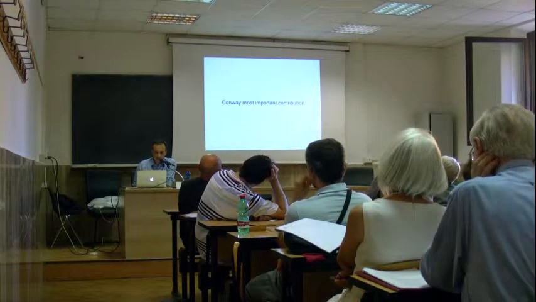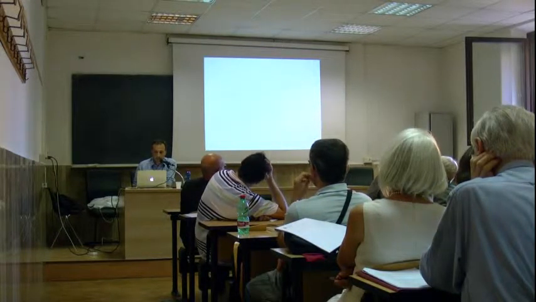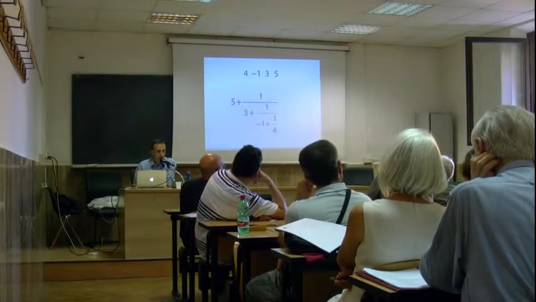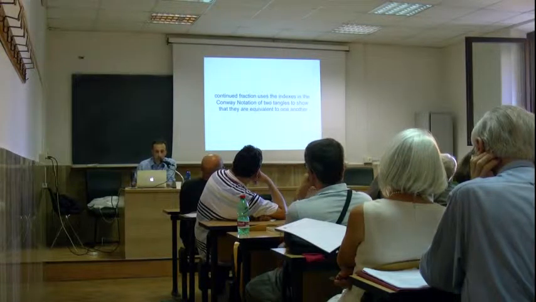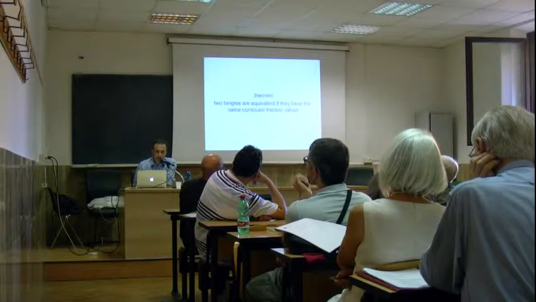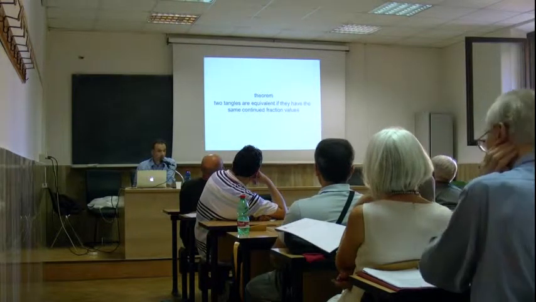He focused on a specific subset of tangles, the rational tangles, the tangles that can be expressed by continued fractions. So a continued fraction is something like this. Maybe some of you can remember it. A continued fraction uses the indexes in the Conway notation of two tangles to show that they're equivalent to one another. And Conway obtained a beautiful theorem saying that two tangles are equivalent if they have the same continued fraction values.